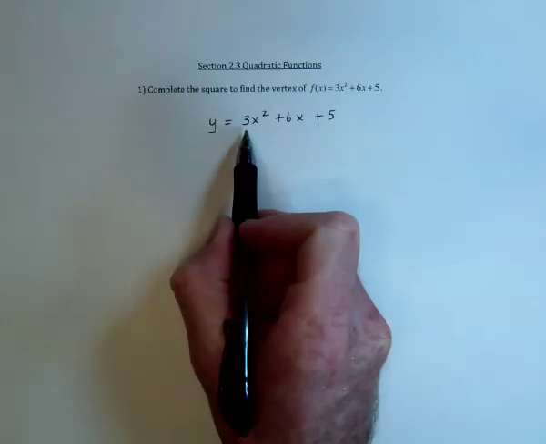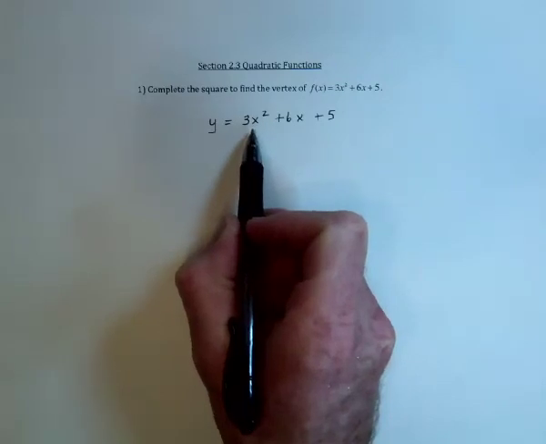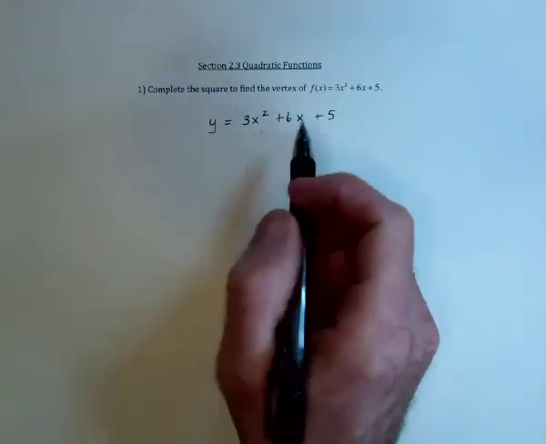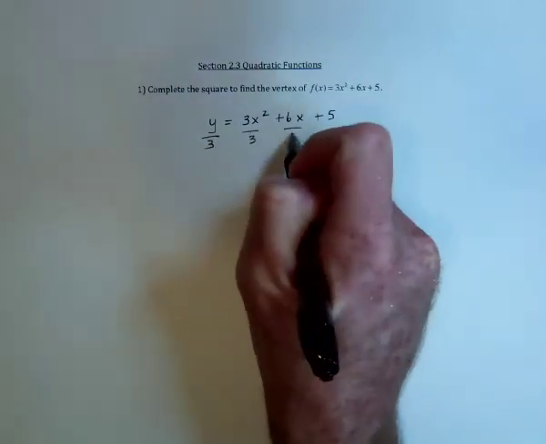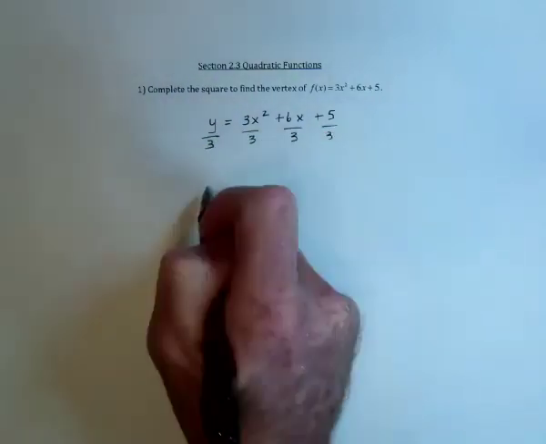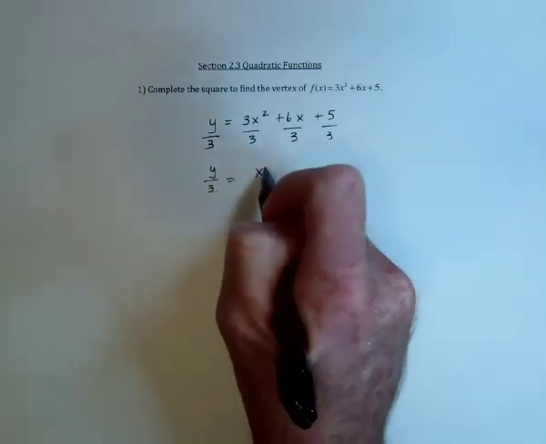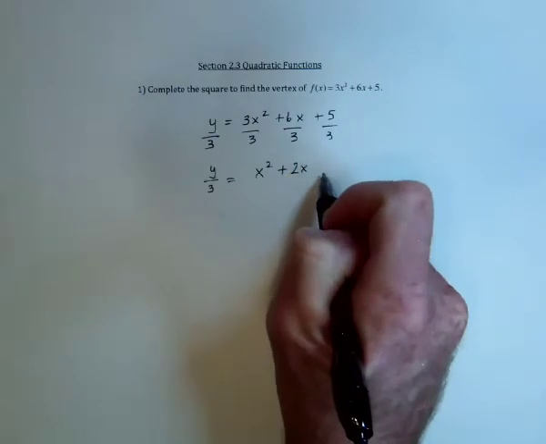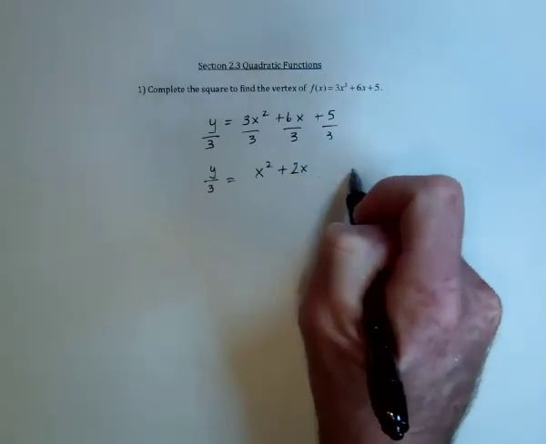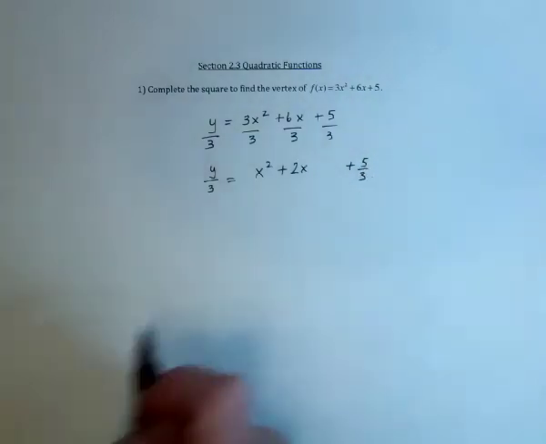In order to complete the square, I need this to be just an x squared instead of a 3x squared. So divide both sides by 3, or divide every term by 3. And we've got y over 3 equals x squared plus 2x. And now leave a little bit of space right here, plus 5/3.